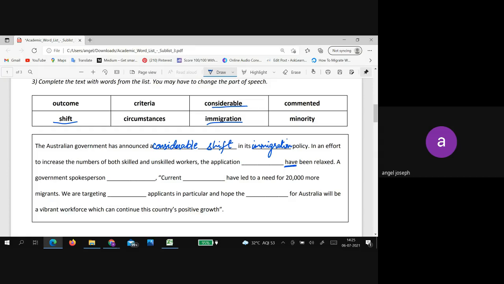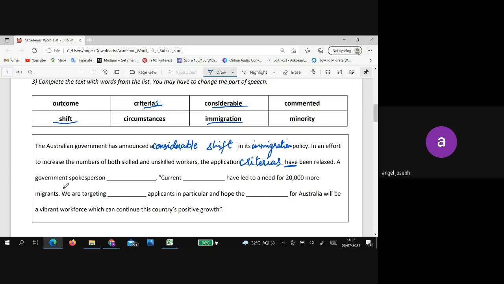What can you put? Application outcome? No. Criteria. Very good. So application criterias. Good one. Yes, we'll put an S here. So with that, criterias have been relaxed.